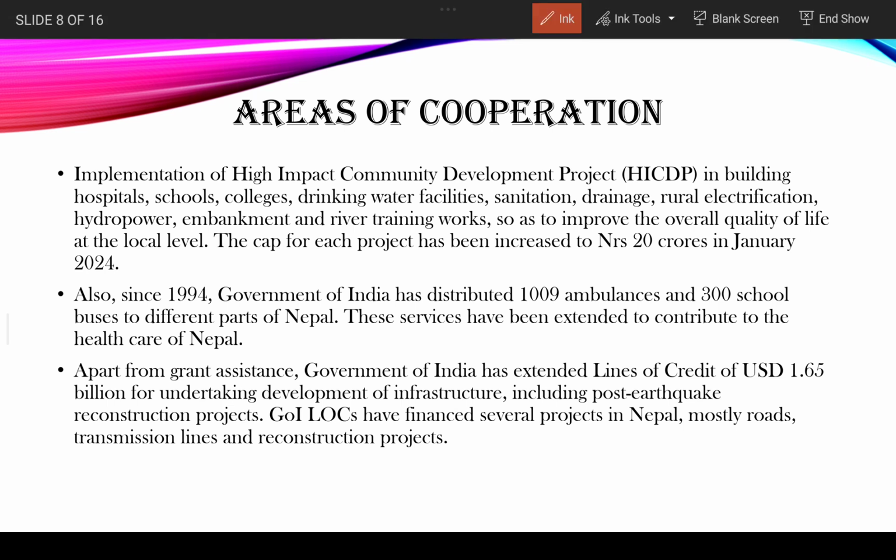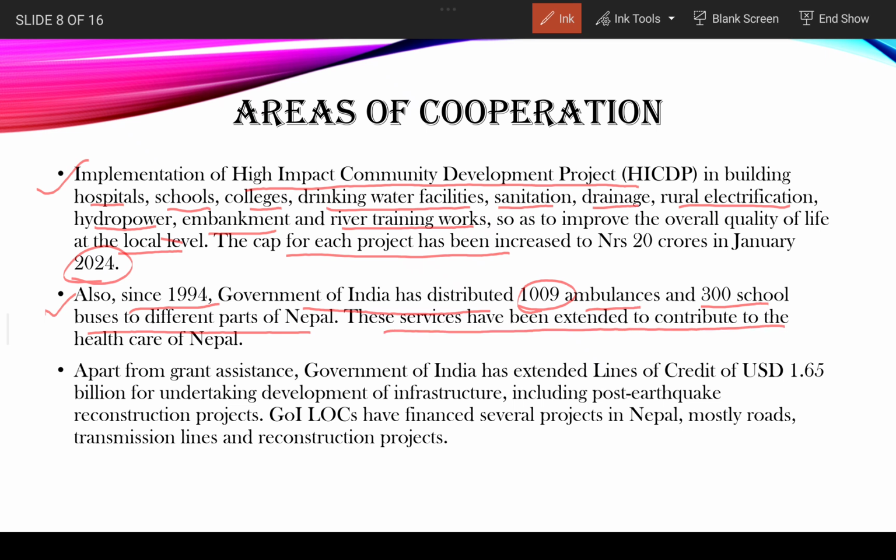So the next one is the implementation of high impact community developmental projects in building hospitals, schools, colleges, drinking water facilities, sanitation, drainage, rural electrification, hydropower, embankment and river training works, so as to improve the quality of life at the local level. And the cap for each project has been increased to 20 crores in January 2024. Also, since 1994, the Government of India has distributed 1009 ambulances and 300 school buses to different parts of Nepal. These services have been extended to contribute to the healthcare in Nepal.